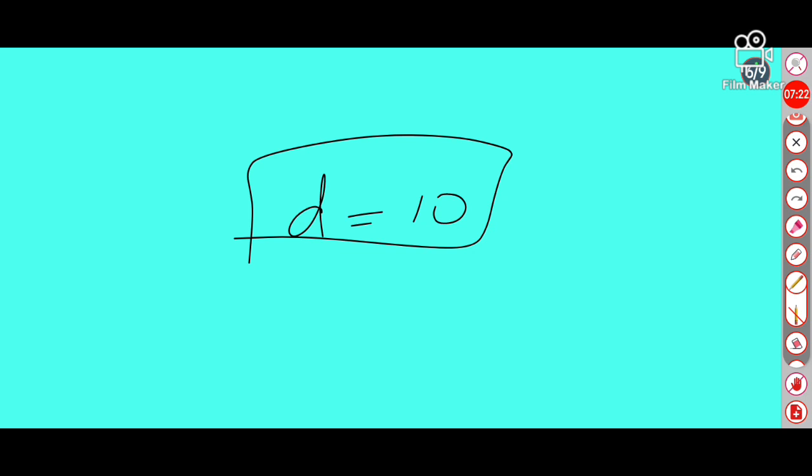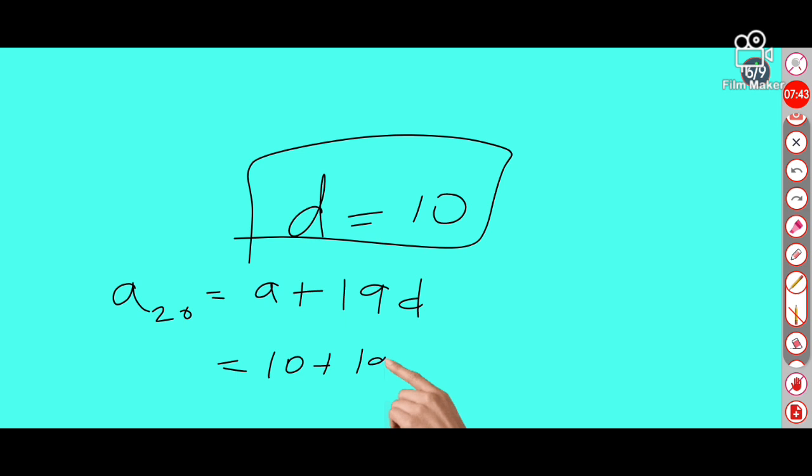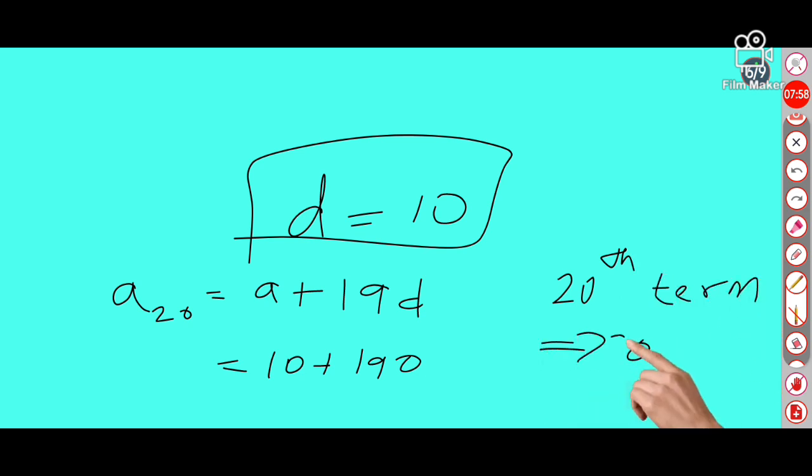Then they are asking us to find the 20th term, that is a20, right? That is a plus 19d, which I used to tell in the previous class also. So with that we can find the value of the 20th term. So a is 10 plus 190, because d value is 10, right? A is the first value, that is 10, and d value is also 10. 19 into 10 is 190. Therefore the 20th term is 200.